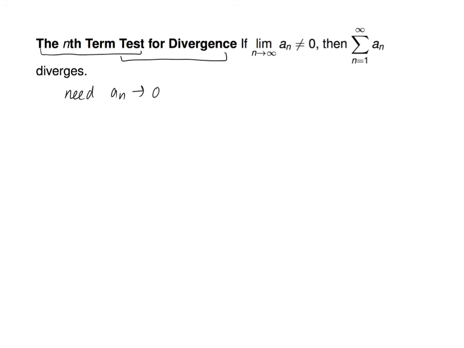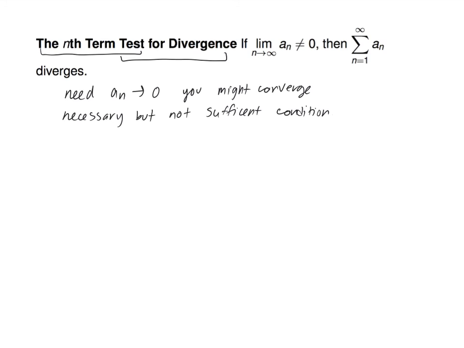Yes. So if the a sub n's go to 0, like the things inside your series, they have a chance of, yeah, you might converge. That's called a necessary but not sufficient condition. Which means it's needed, but it's not enough. Does that make sense? You have to have it, but it's not in and of itself enough.